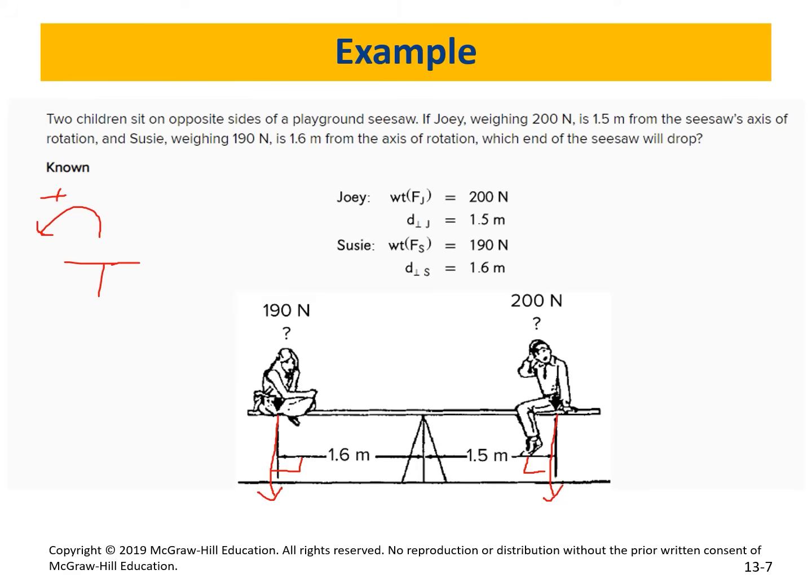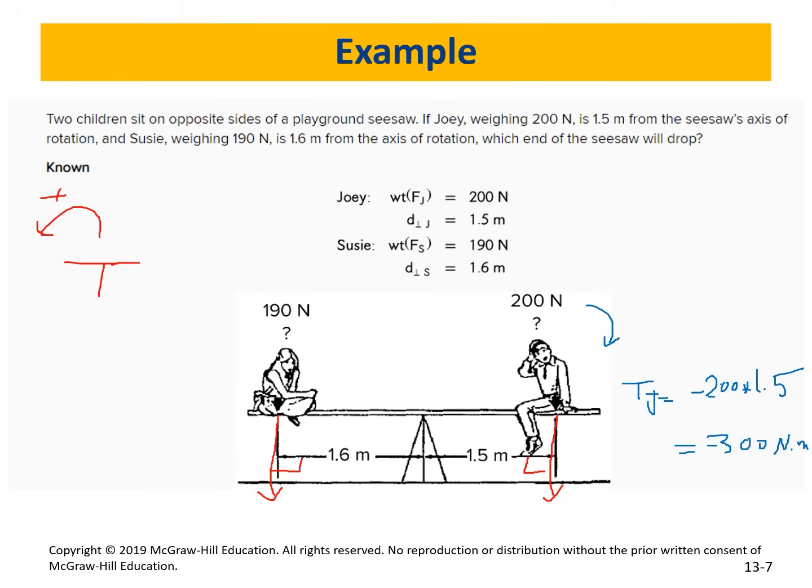So what you say is that, remember, anything in the human body is torque. So we don't want to work with forces. What happens is that this torque for Joey is going to be negative, right? Because it's clockwise, and it's 200 multiplied by the distance, which is 1.5, and that is negative 300 Newton meters.